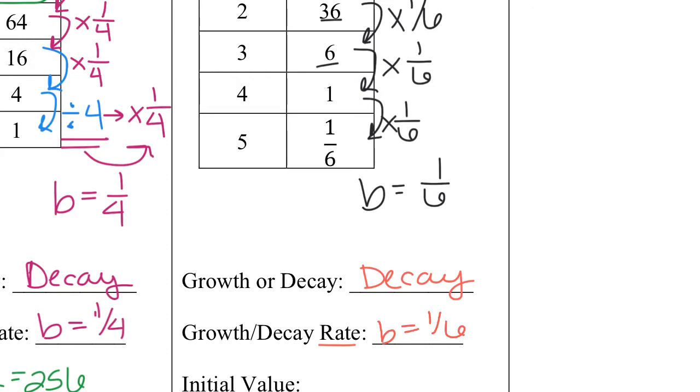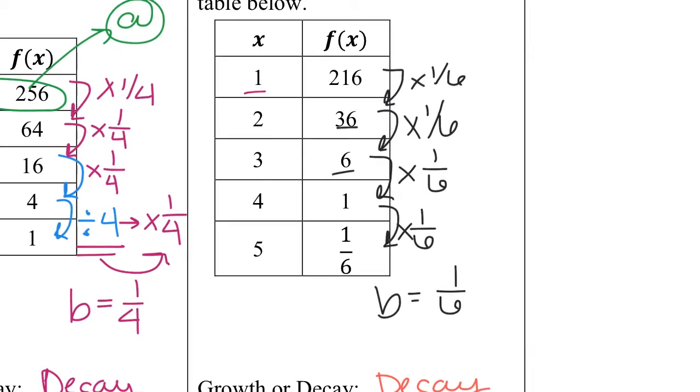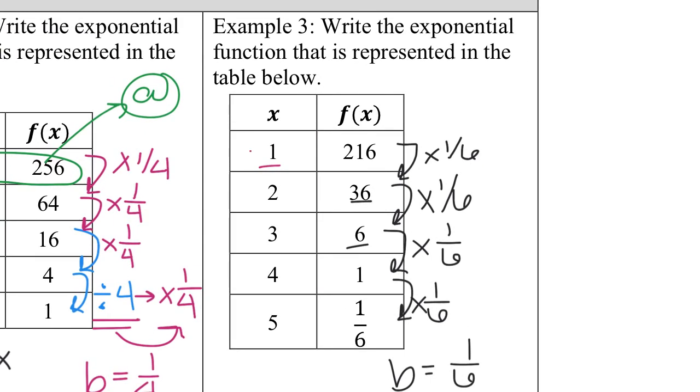So now we need to find the initial value. The initial value is where x is equal to 0. If we look at our table though, I have x equals 1. So I need to get to my 0. Well, to get to 0 on the x, I'm going to have to work backwards. On my x's, you're adding 1 every time. So going backwards means I'm going to have to subtract 1. So 1 minus 1 makes my 0 that I'm looking for.